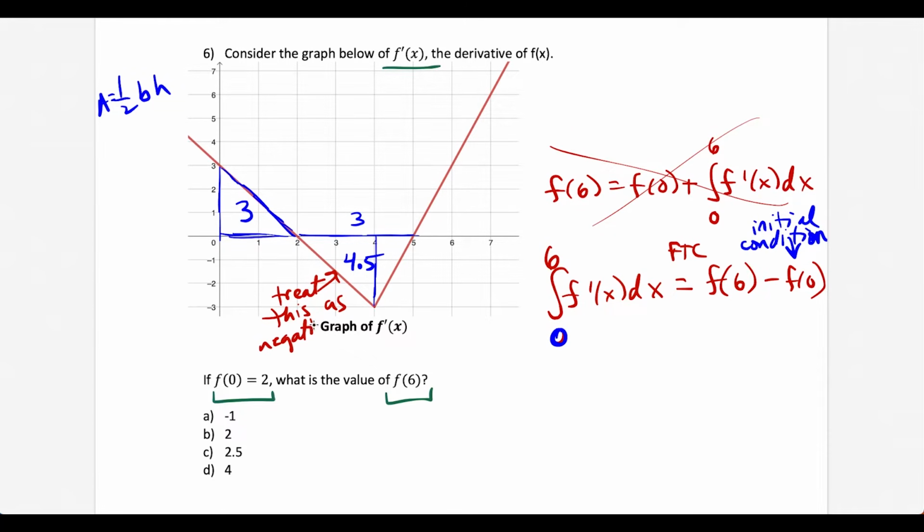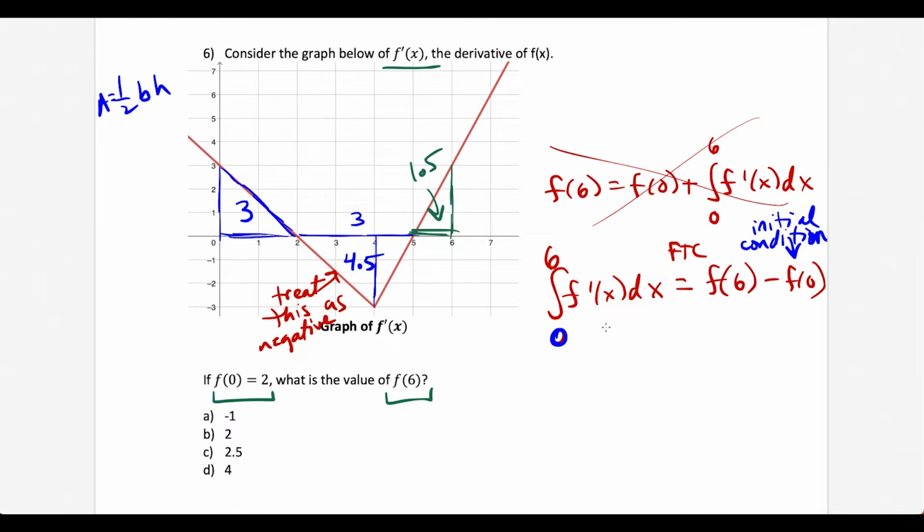Even though area as a geometry concept is not negative, when you're just evaluating definite integrals, you treat it as signed area, so this comes up negative. And then this last triangle here, in this space from 5 to 6, we could find the area of this piece. This is going over 1 and up 3, and 1 times 3 is 3, half of that is 1.5. So now we just work everything out here.